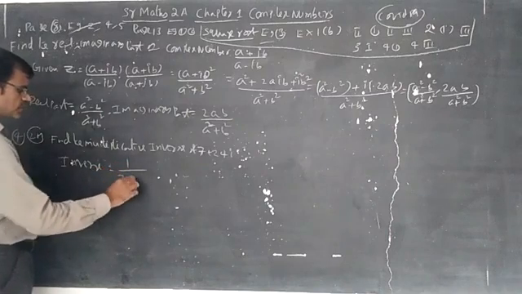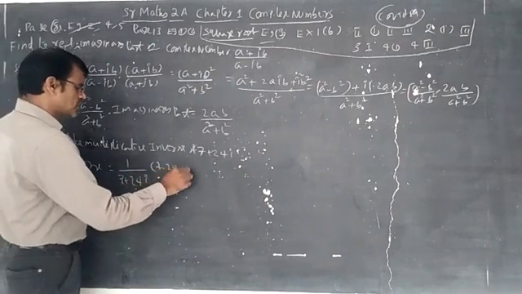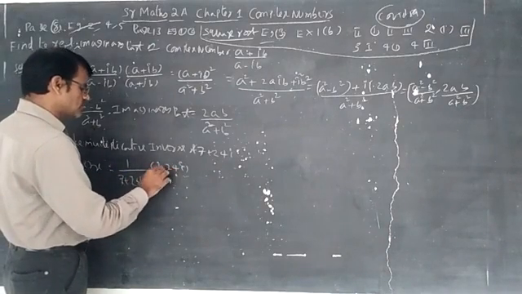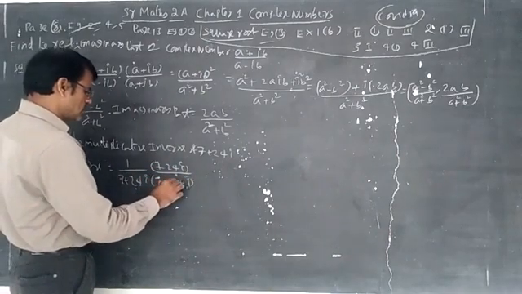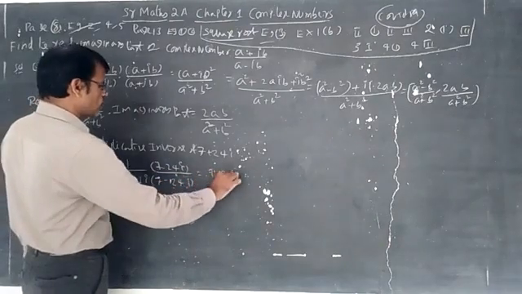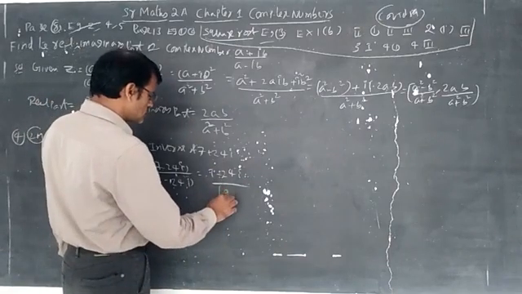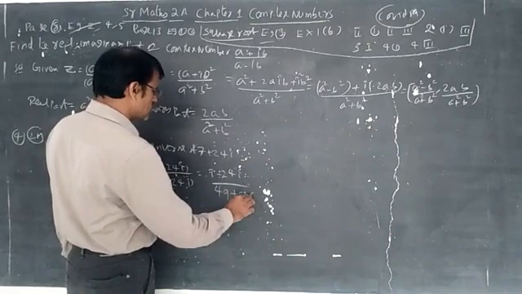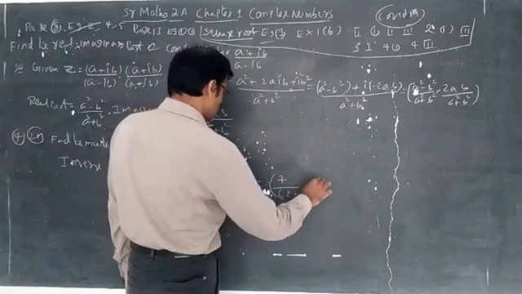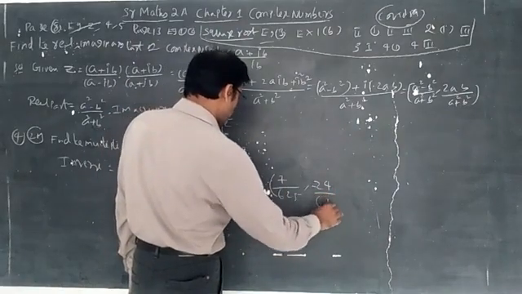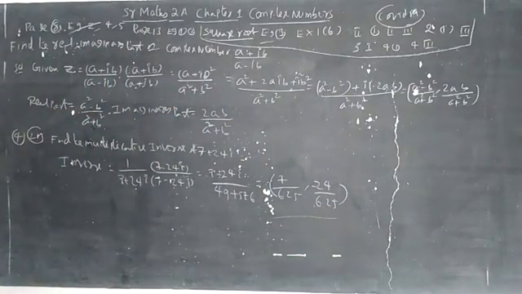Inverse is equal to 1 by 7 plus 24i, into, by rationalization, with the conjugate complex number 7 minus 24i, by 7 square plus 24 whole square. So 49 plus 576, you can write here 7 by 625, comma, minus 24 by 625. That's all. Or 7 minus 24i by 625.